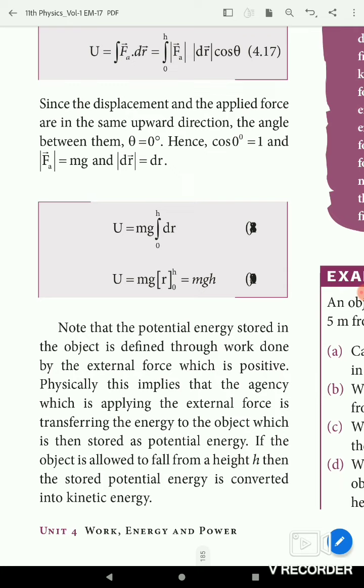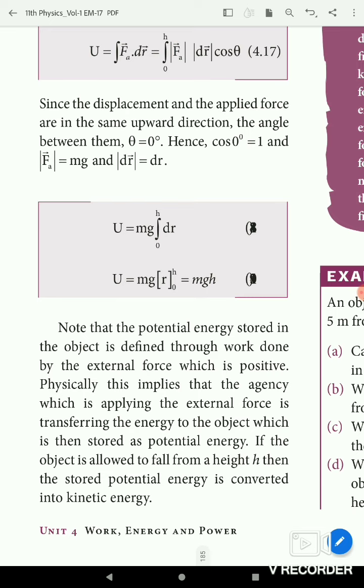So, you write Fa vector equal to mg and modulus of dr vector equal to dr. You put the values in this integration equation. So, U is equal to mg cos theta, where cos 0 equals 1 and Fa equals mg. So, substitute the mg value and the integral from 0 to h of dr. So, U is equal to mg integral of dr, integrate dr, that becomes r. So, mg r with limits 0 to h.